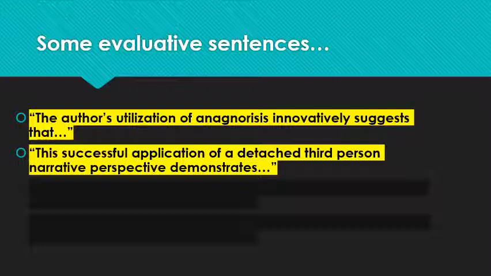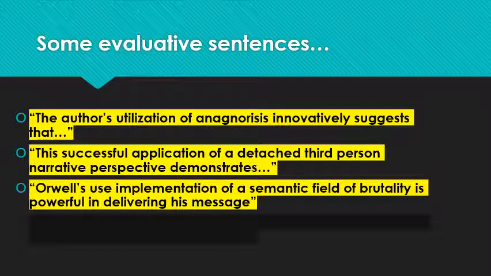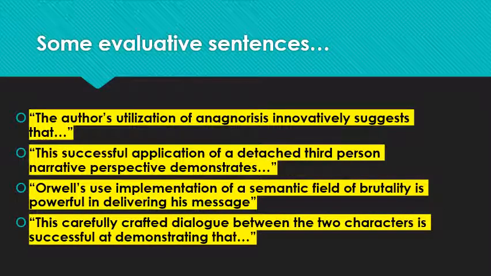And with these sentences, realistically, you could memorize some of these if you felt like you were going to struggle in the exam, and you could remove anagnorisis from this and just place in whatever piece of terminology that you get when you're in there. Orwell's implementation of a semantic field of brutality is powerful in delivering his message. This carefully crafted dialogue between the two characters is successful at demonstrating that. Obviously, this analysis that I'm showing you is based on the prose element. It would be slightly different in poetry, potentially.